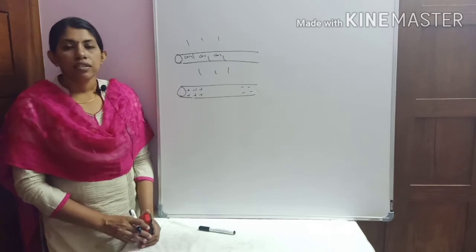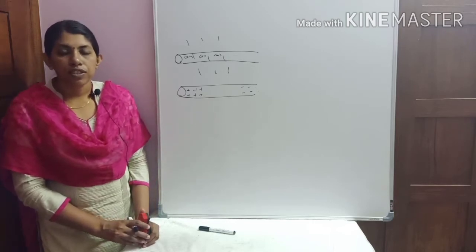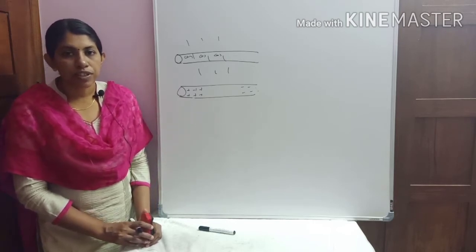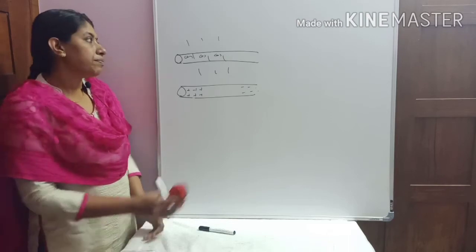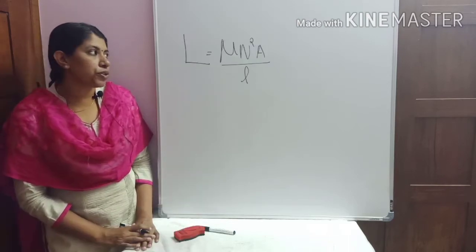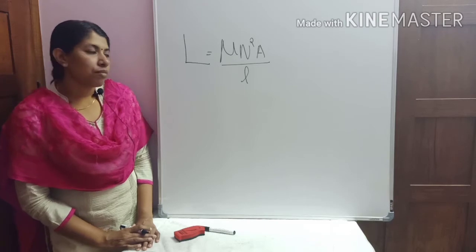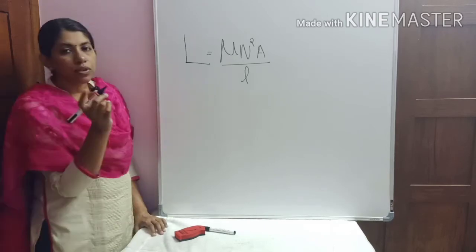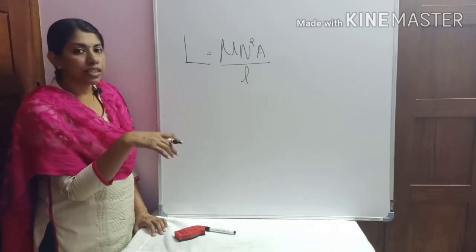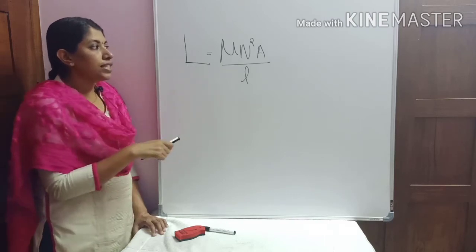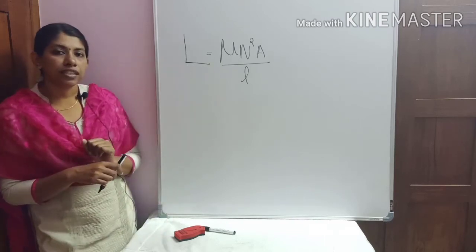Now we have discussed the shape also. Now we will see the factors on which the inductance depends. You all are familiar with this equation, L = μN²A/l. N is the number of turns in the inductor. So what will happen when the number of turns in the inductor increases? From the relation we can see that when the number of turns is increased, the value of the inductance is increased. How does it happen?